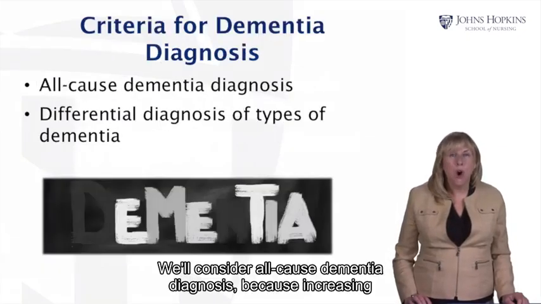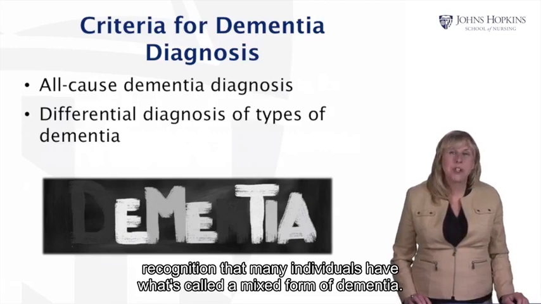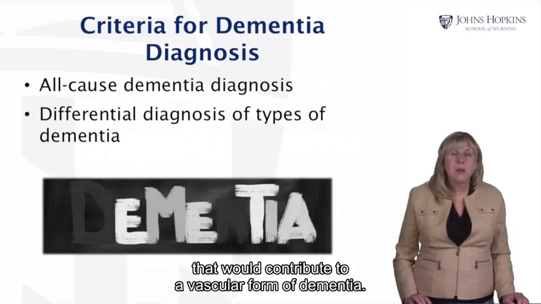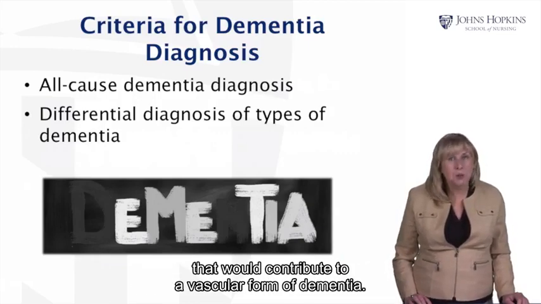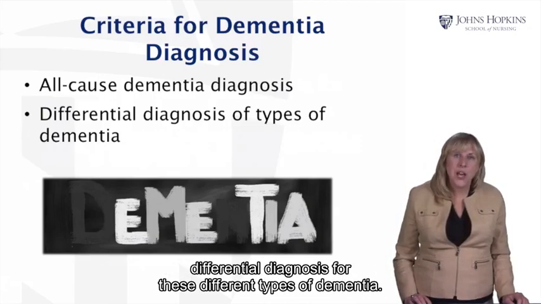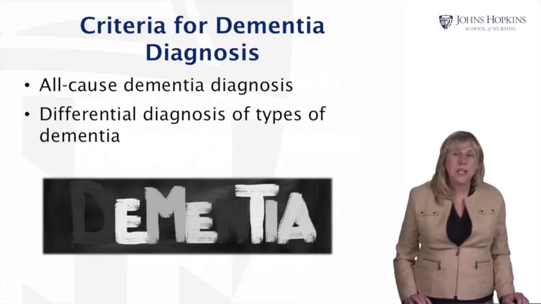We'll consider all-cause dementia diagnosis because there's increasing recognition that many individuals have what's called a mixed form of dementia. They may have Alzheimer's disease, but also have some cardiovascular changes that would contribute to a vascular form of dementia. And we're going to think about the different ways of considering differential diagnosis for these different types of dementia, how they look a little bit different at presentation.